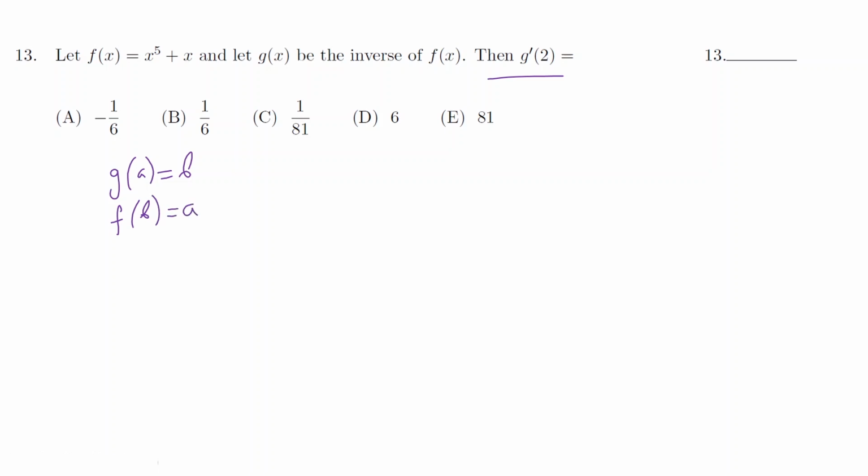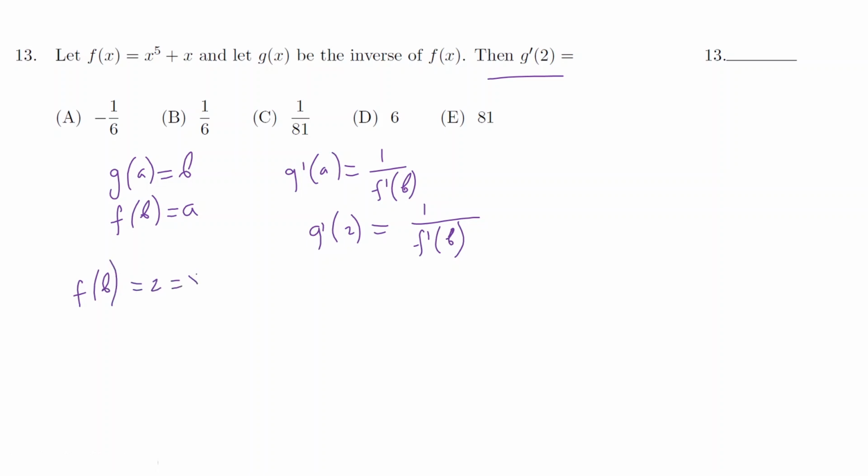And in this situation, it's going to be very simple. G prime of a has to be equal to 1 over f prime of b. So all we have to find is f prime of b. So g prime of 2, which we are looking for, is equal to 1 over f prime of some magical number b, which we do not know yet. So let us find b. In order to find b, we have to know that f of b is equal to 2, and that's equal to x to the 5th plus x. So x equals 1. So b is equal to 1.